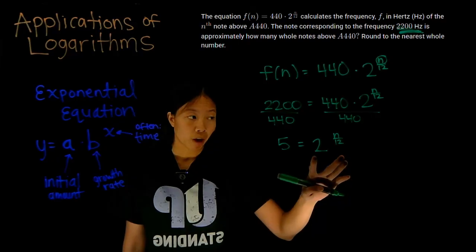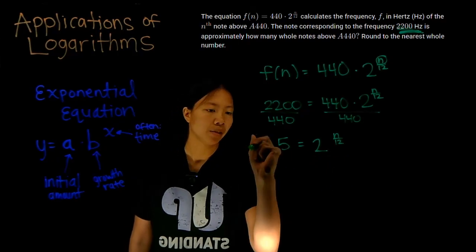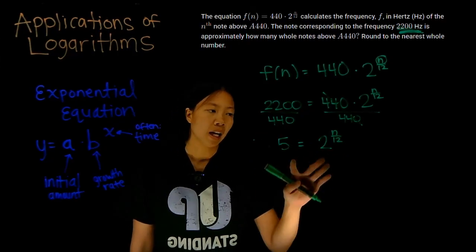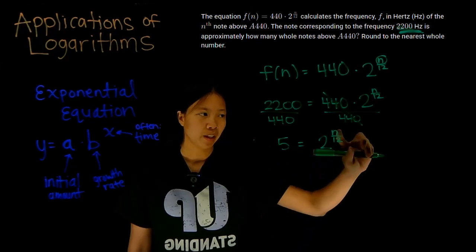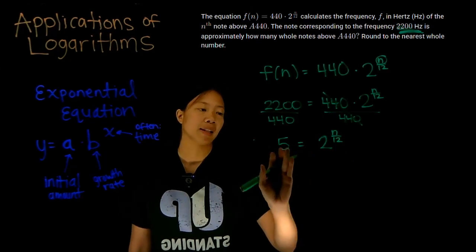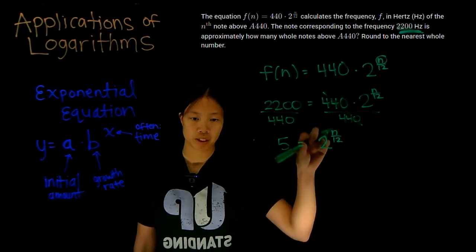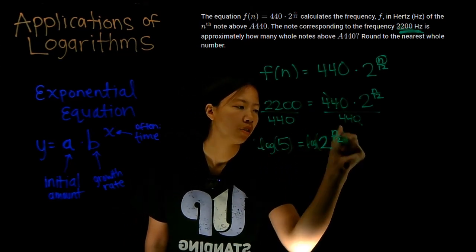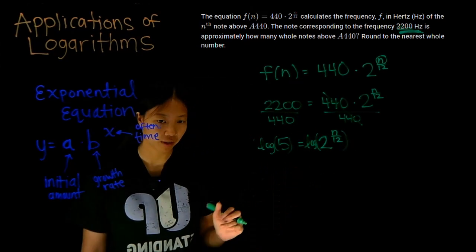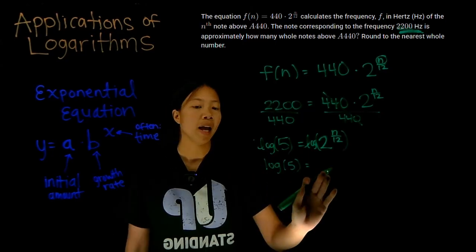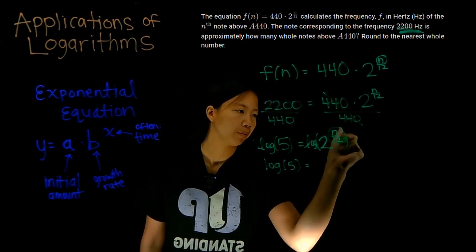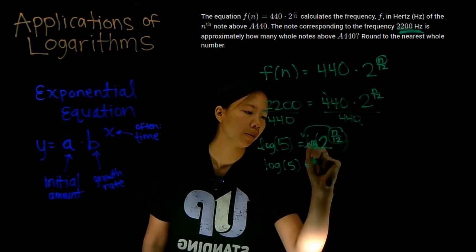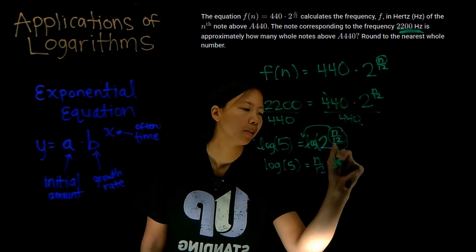Using the power property, I can take the log of both sides. I have an exponential equation with my variable in the exponent, which means I can take the log of both sides to bring this exponent down. So I'm going to do the log of 5 and the log of 2 to the n over 12. So now I have log of 5. And using our power property, we can bring this n over 12 down in front. So now we have n over 12 times the log of 2.